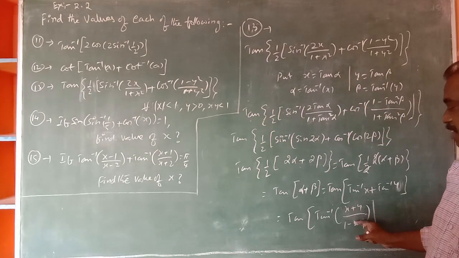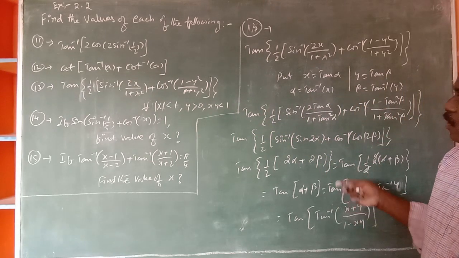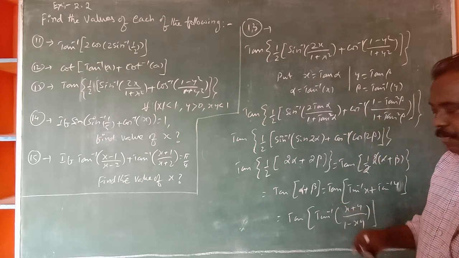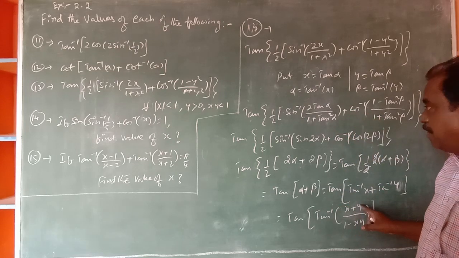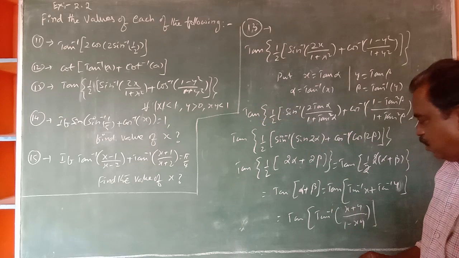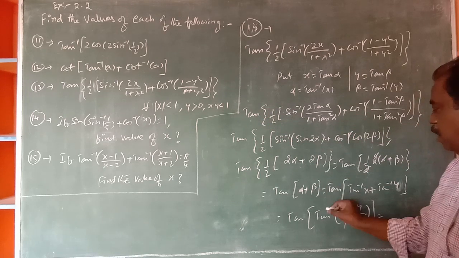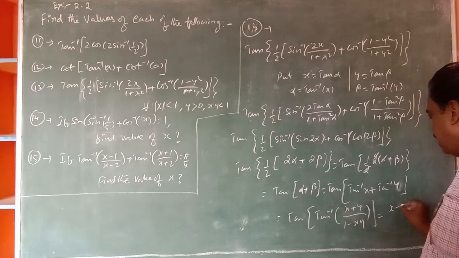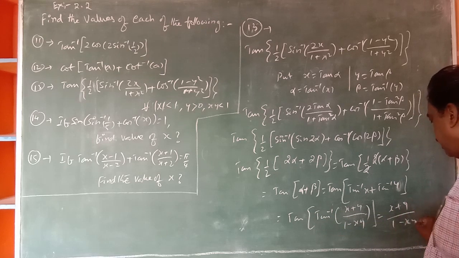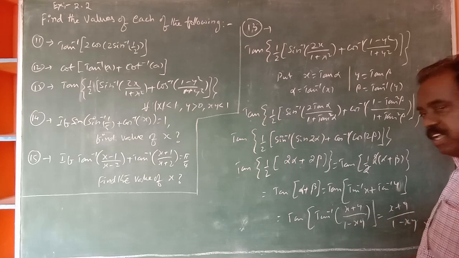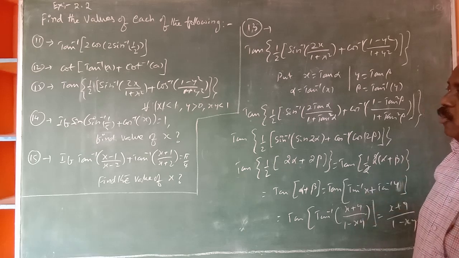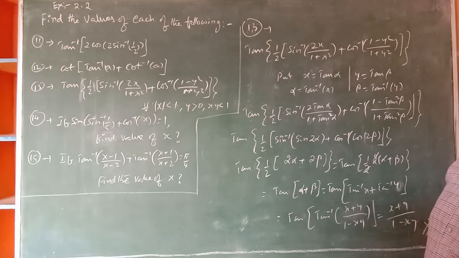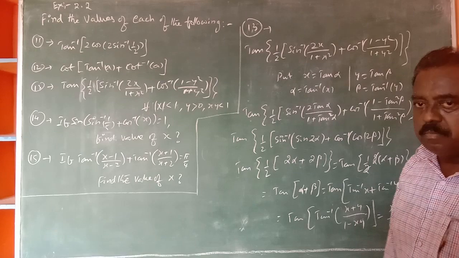Try to understand it. Without knowing that property, we are unable to solve this problem. And xy must be greater than 0. Now tan inverse tan cancels, we get (x plus y) by (1 minus xy). This is the procedure. Right. Pass.